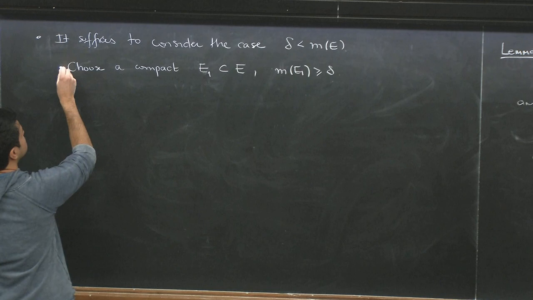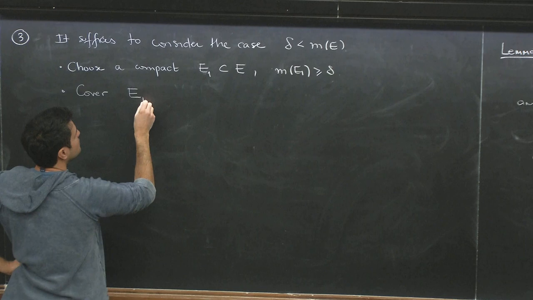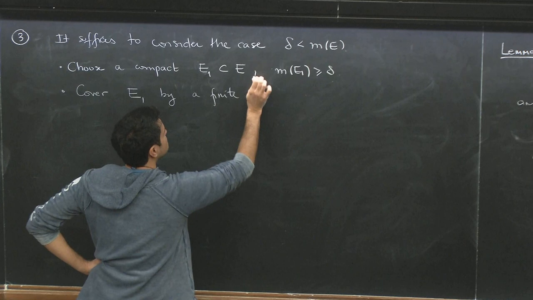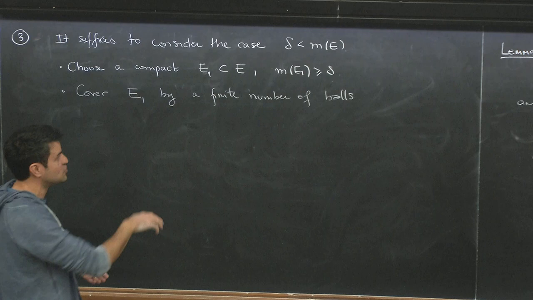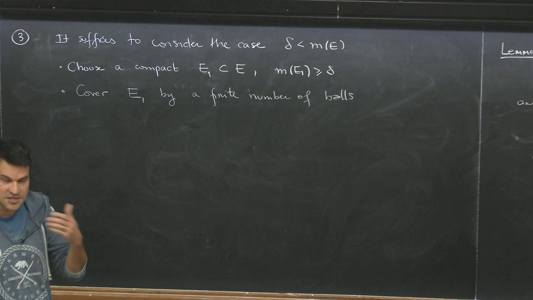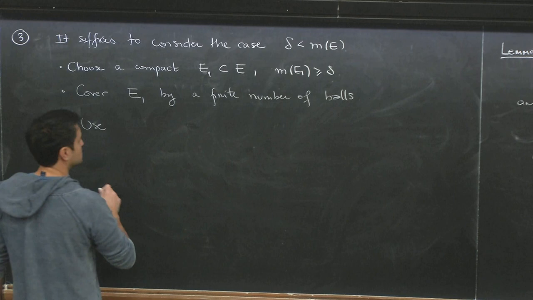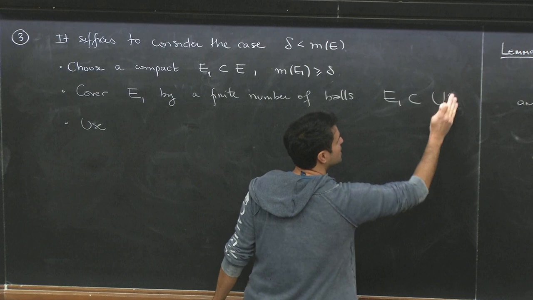What you can do now is cover this set E1 by a finite number of balls. You can do this because I'm assuming that all my balls are open. This covering of balls covers E. Of course, it covers E1. Since E1 is compact, you can extract a finite subcover. So you cover your E1 by a finite number of balls. Let's say E1 is covered in the union of some balls, not B_i, but let me call them C_i. The C_i are the balls there.